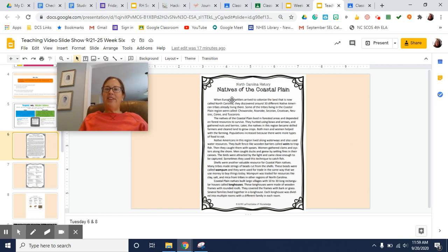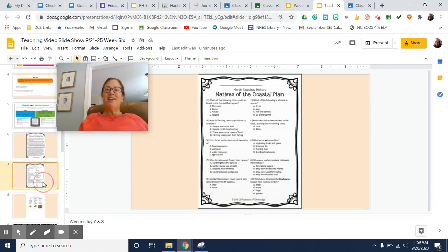Yesterday, we read the article Natives of the Coastal Plain. Hopefully, you remember reading that and you remember what it's about. If you do not, that's all right. You may go back and reread. That's what strong readers do. You may also go back and watch Tuesday's video again because I read it aloud to you then. Today, our task is to come up with the text evidence answers, which are like the supports or the key details, to lead us to the main idea, what the text is mostly about.